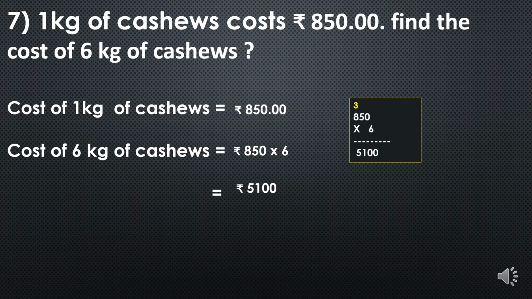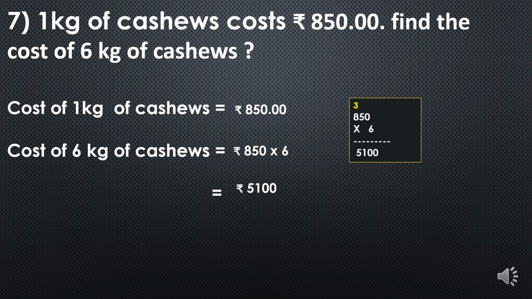We want to multiply the cost of 1 kg of cashews by 6. So 850 into 6 gives the cost of 6 kg of cashews. We want to multiply 850 by 6. You should know the table of 6 to multiply 850 by 6. Okay, 0 6s are what? 0 into any number gives 0 itself. So 0 into 6 gives 0.